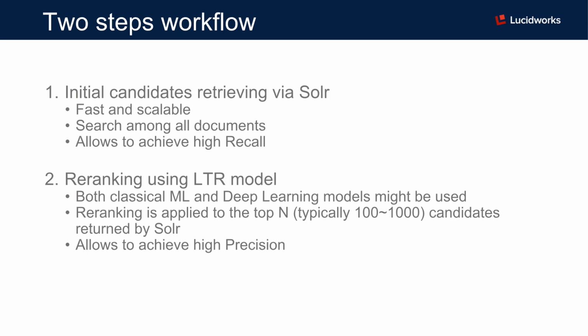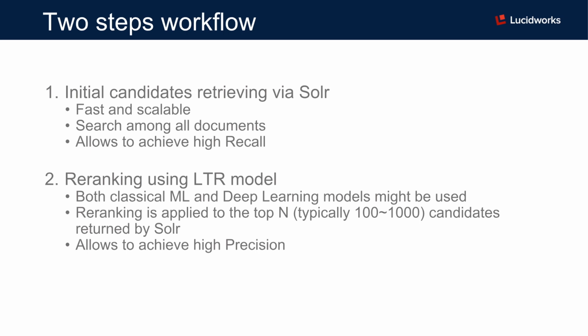Our workflow consists of 2 steps that allow us to get the best results possible using a reasonable amount of resources. Firstly, we do candidate retrieval using Solr. It's very fast and scalable, and allows us to search across the whole space of documents. This step is responsible for achieving high recall. Then we apply an LTR model to re-rank the top-N candidates that we previously got from Solr. It might be classical machine learning models like XGBoost or something more advanced like deep neural networks. This step is responsible for achieving high precision.